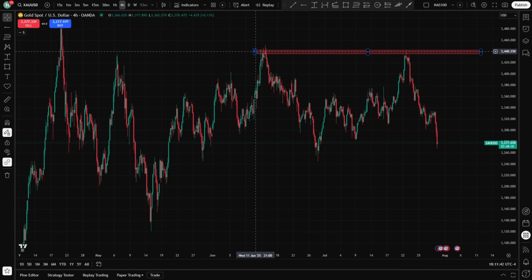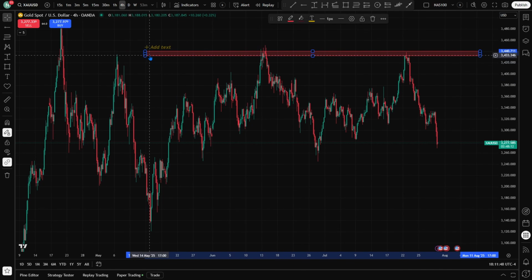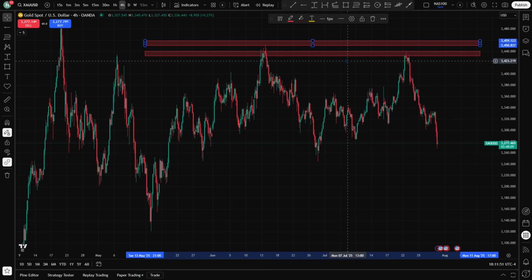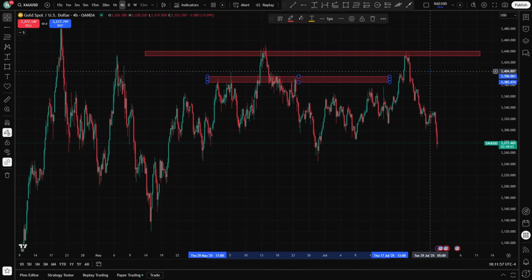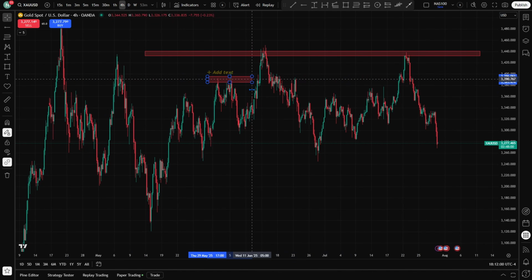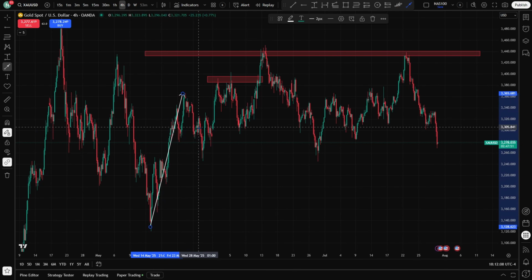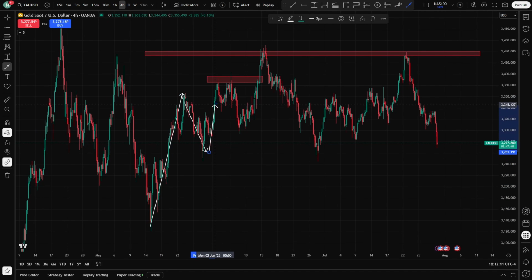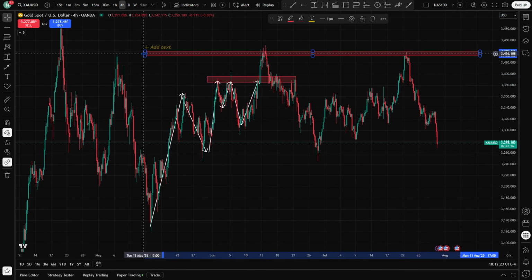So I'm going to draw a resistance here. I'm going to draw two resistance areas. I'm going to draw one here, and I'm going to draw another one over here. Okay, so we had a little bit of resistance here. You guys see here, right off of those buys, we came to this area, it showed resistance, and we came again, it showed a little bit more resistance, and it came back, right? And we broke this area.